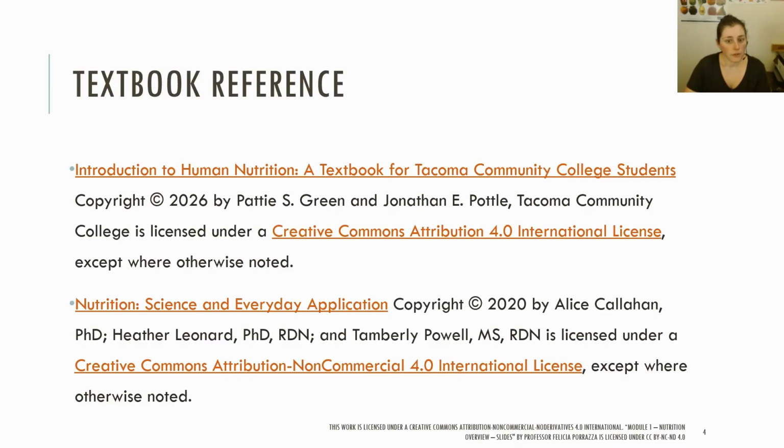For this lecture, these two free textbooks are your primary reference materials. More information, including page numbers for readings, can be found in the Canvas course space for this module.